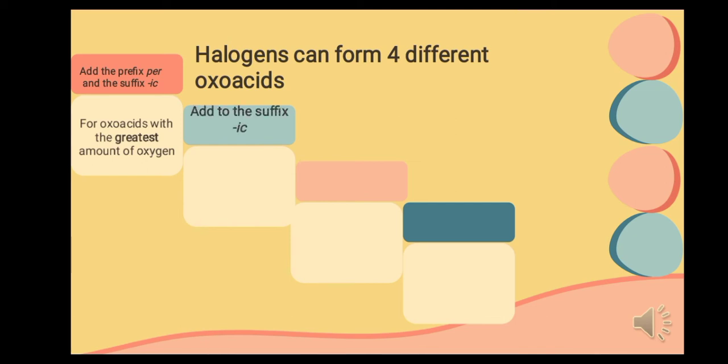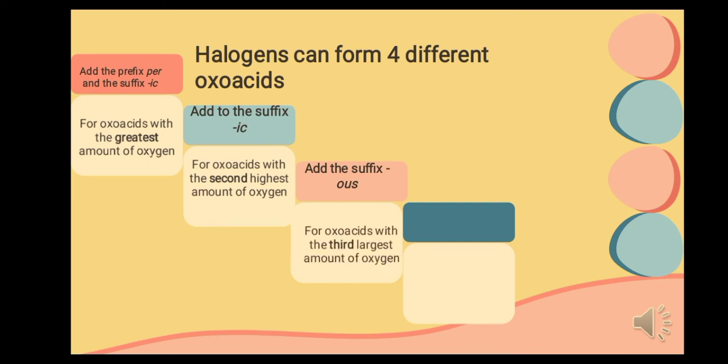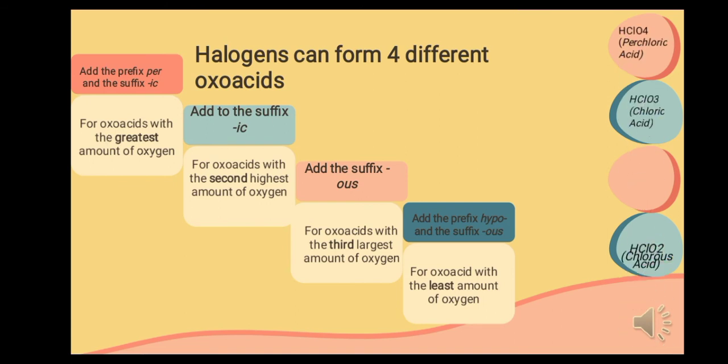Then, for oxoacid with the second highest amount of oxygen, we add the -ic suffix. Next, for the oxoacid with the third highest amount of oxygen, the suffix "-ous" is added. While for oxoacid with the least oxygen, the prefix "hypo" and the suffix "-ous" are given. Here are some examples.